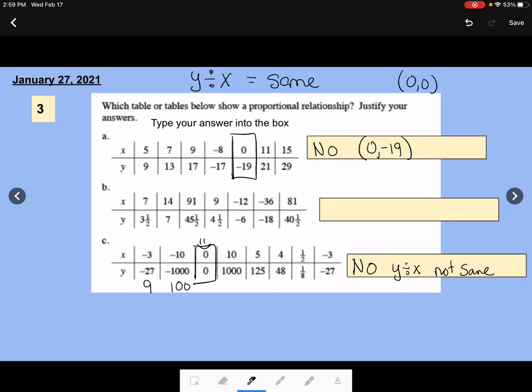So that leaves this last one. When you divide, now this I would use a calculator, right? Because it's 7 divided by 14. It's 3.5 divided by 7. But when you do those, you get 0.5. And if you actually check all of them, you get 0.5. So this one is a yes, because even though the numbers are funky, and again, you would change those to decimals, 40.5 divided by 81, they are all 0.5. So 0.5 is K, right? That's the unit rate, that's the constant of proportionality. So that's how you check that one.